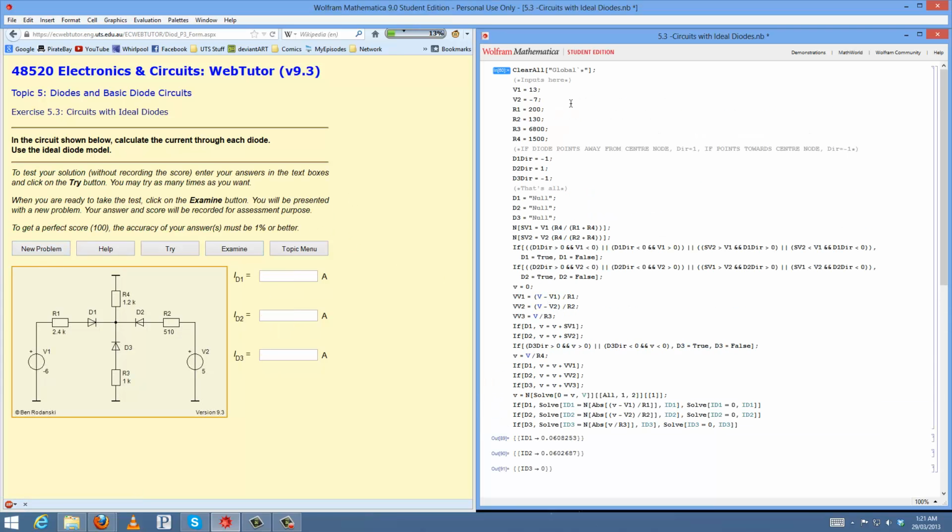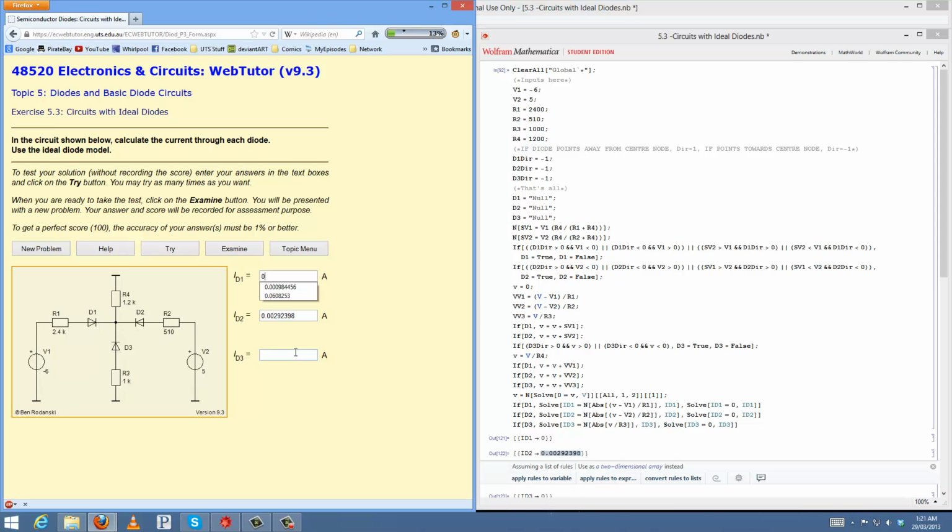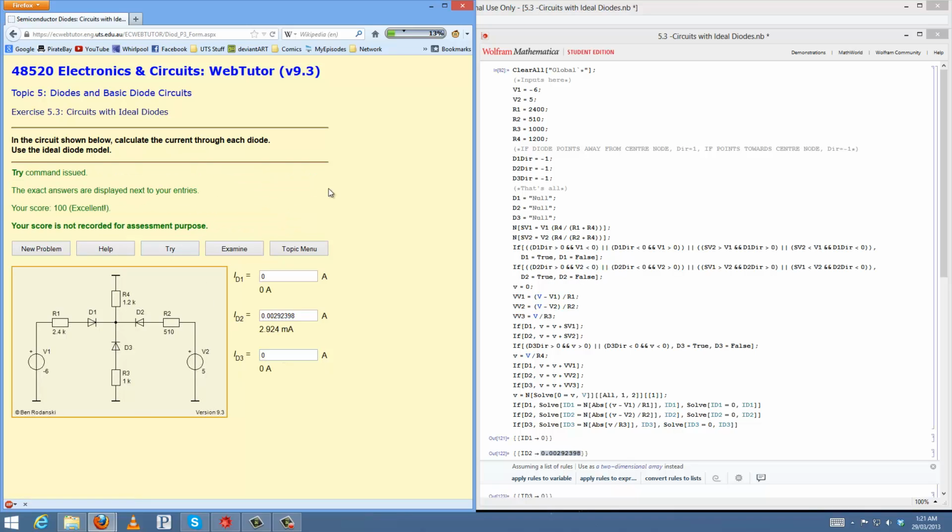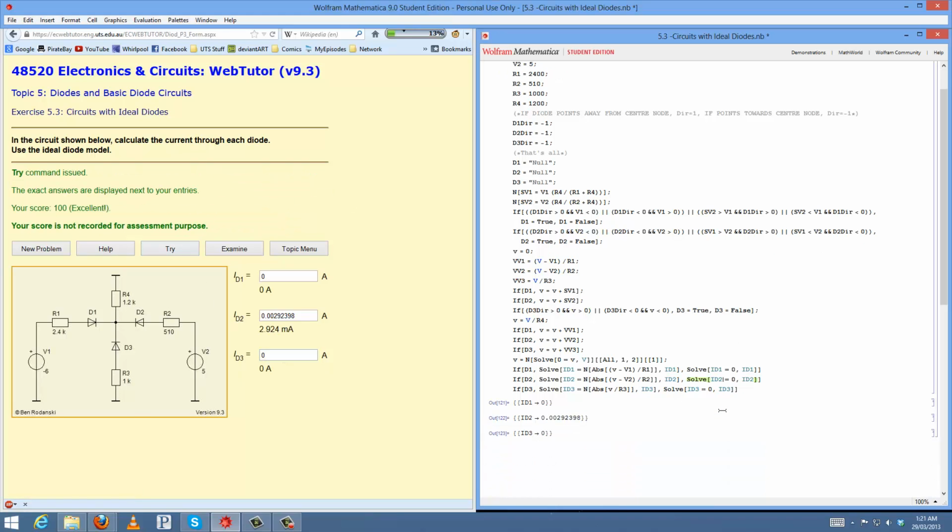I'll go through another one without all the other extra crap. Hopefully this isn't a rare case that fails. Knowing my luck thus far, it probably will be, but fingers crossed. 1,000, 1,200, D1 is going in, D3 is going in, no, they're all going in, okay. So only ID2 is on, the rest of them are off. Hit try, 100%, no worries.